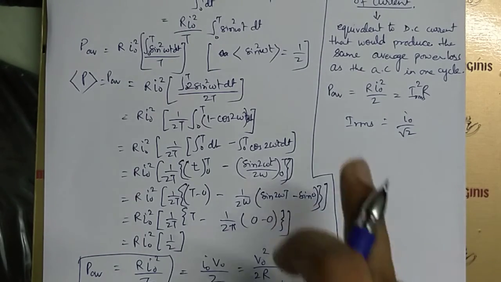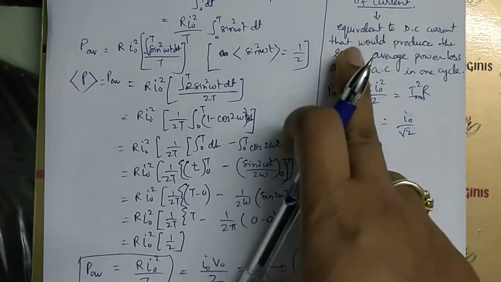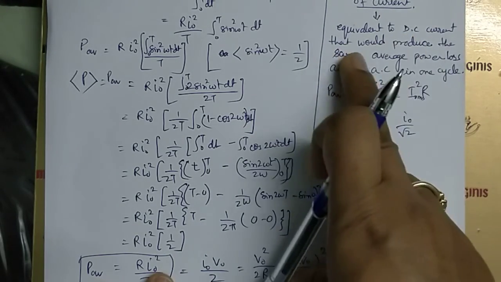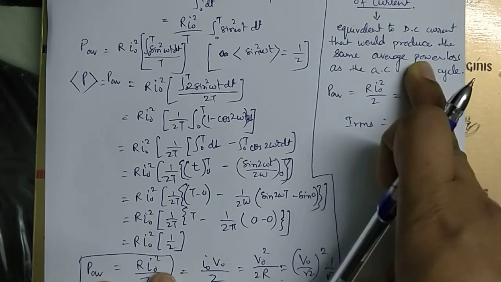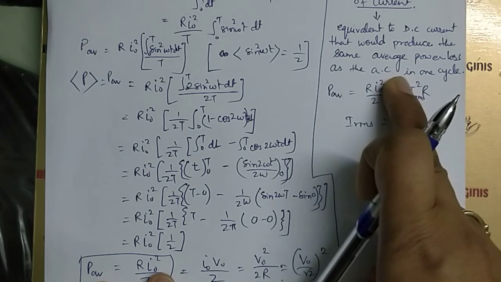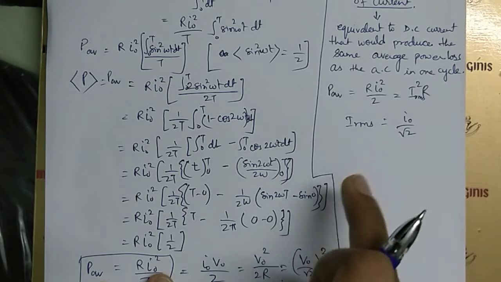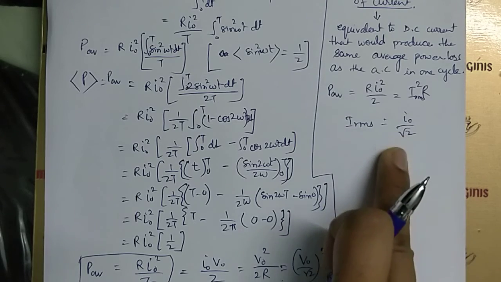If it is root mean square of voltage, then it is equivalent to that DC voltage that would produce the same average power loss as the alternating current voltage in one cycle. So there you will get VRMS is equal to V naught by root 2.